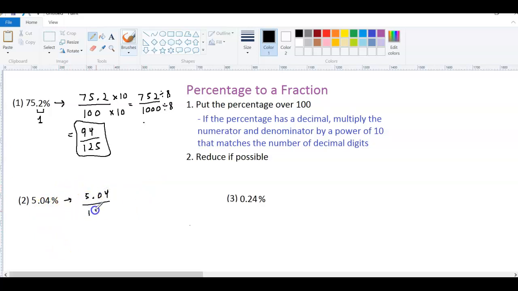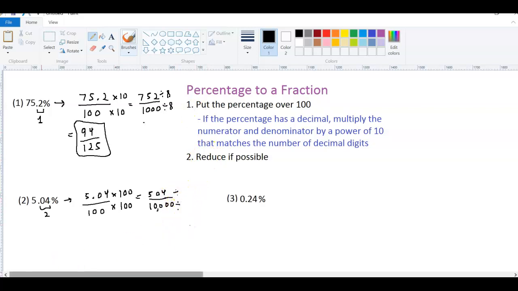Let's look at the next one. Step 1, write it all over 100. Count the number of decimal digits, there are 2. So I have to multiply by 10 to the second power, or 100. And what that will do is get rid of the decimal. So then we move on to step 2, which is reduce if possible.